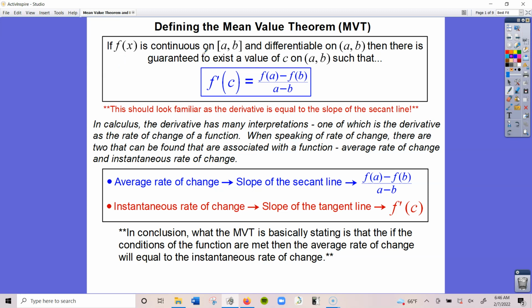If f of x is continuous on the closed interval a to b, that's why we see the brackets, and differentiable on the open interval a to b, that's why we see the parentheses, then there is guaranteed to exist a value of c on the interval a to b such that f prime of c is equal to f of a minus f of b over a minus b.